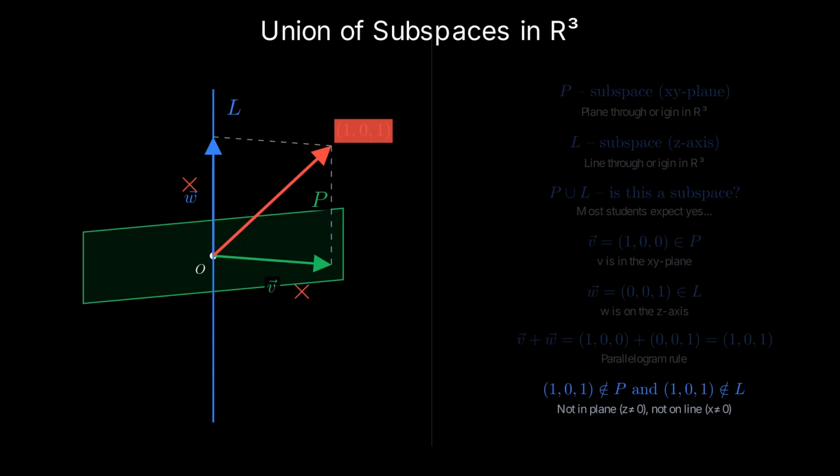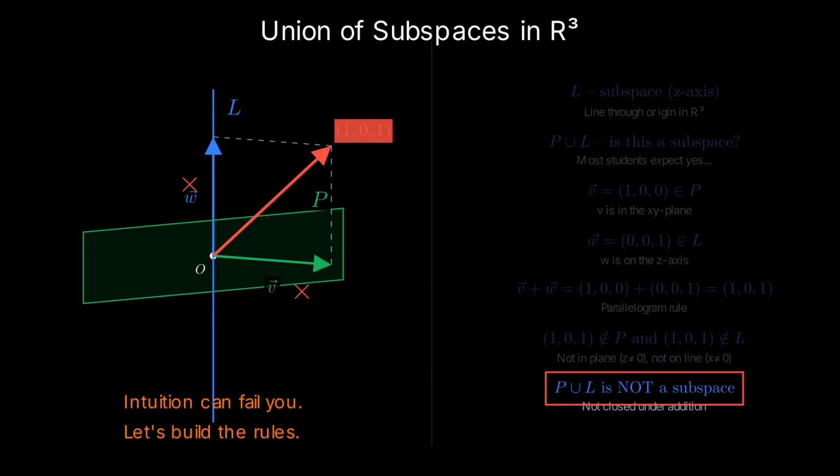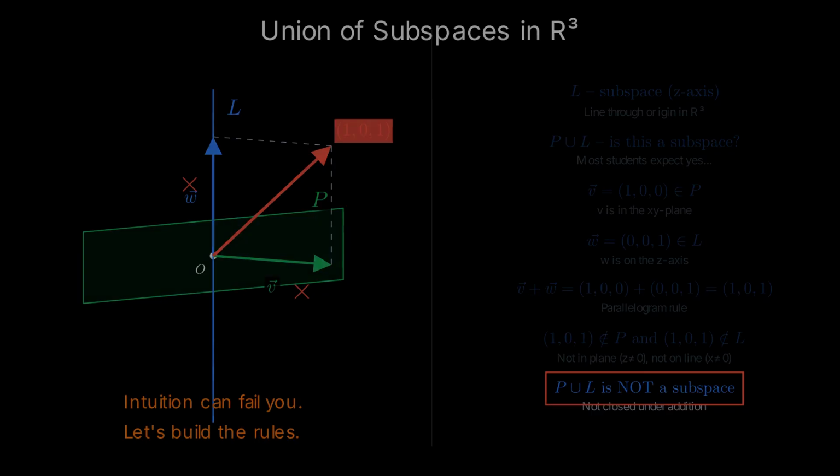The sum lands in neither the plane nor the line, so the union is not closed under addition, which means it fails to be a subspace. Intuition can fail you here. Let's build the rules. To answer that, we need to define subspaces.